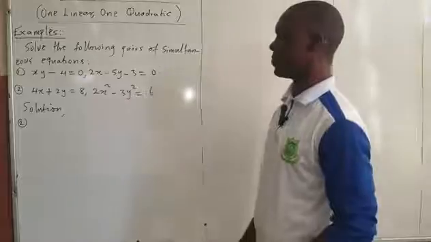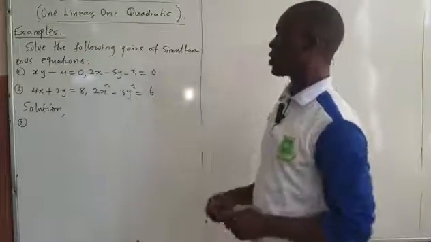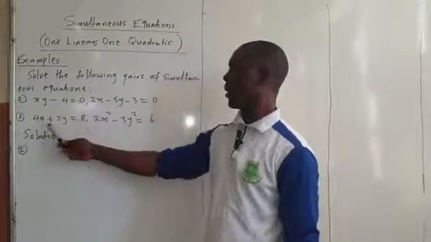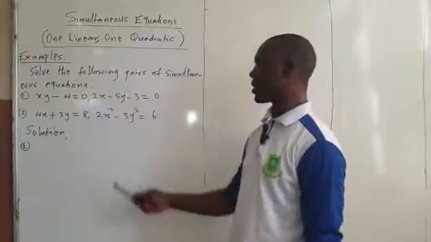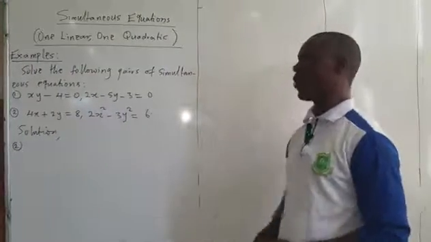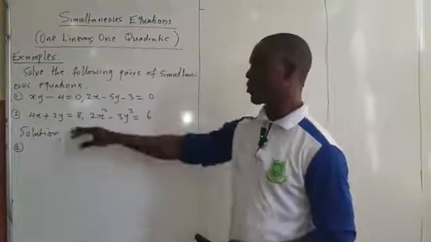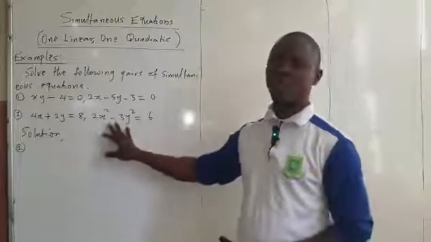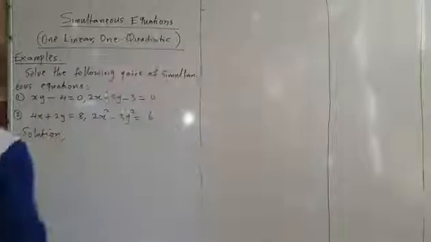Example 2 says, so we are still working under simultaneous equations, one linear, one quadratic. So question 2 says 4x plus 2y equals 8. That is the first part of the equation. Then the second part of the equation, 2x squared minus 3y squared equals 6. So if you look at the first equation, it is a linear equation, while the second equation is a quadratic equation. So we have one linear, one quadratic equation.